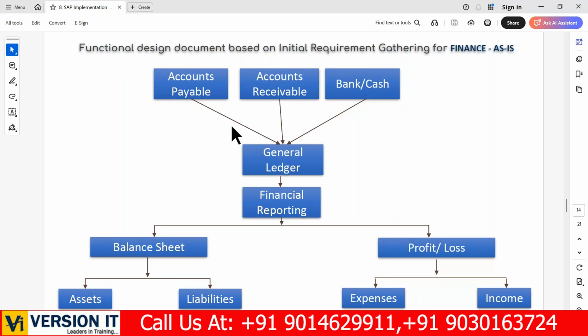Based on this, they used to generate financial reporting. What are the financial reports? Balance sheet, profit and loss account. In the balance sheet, they maintain assets, liabilities. In the P&L account, they maintain revenues, expenses. So this is the existing data. Under as-is, make a note of this diagram.